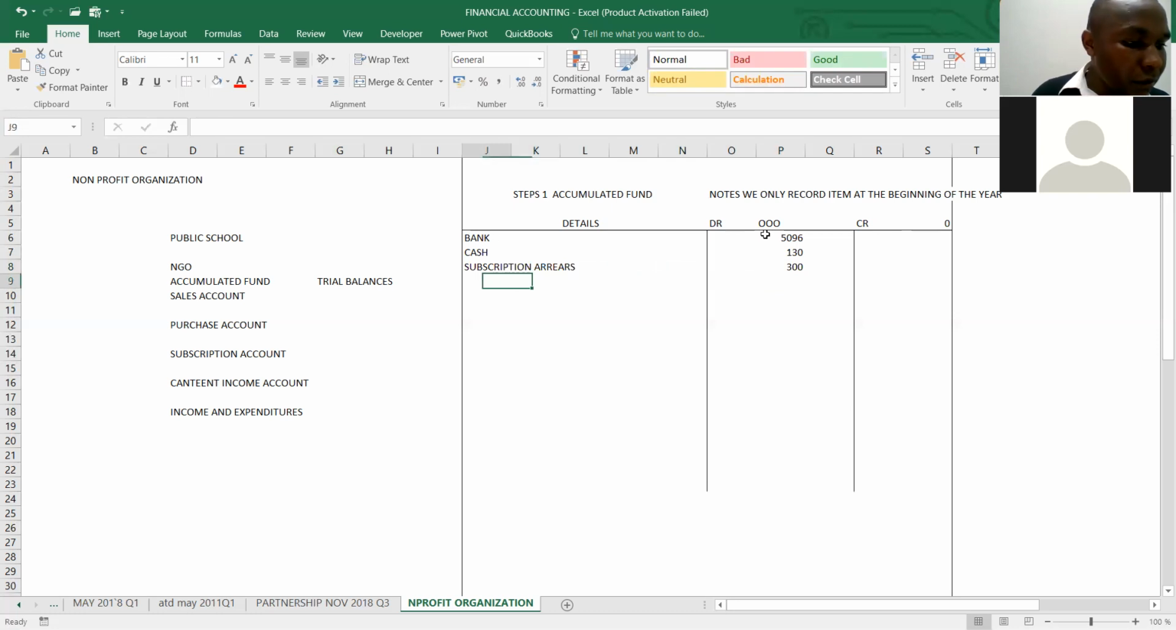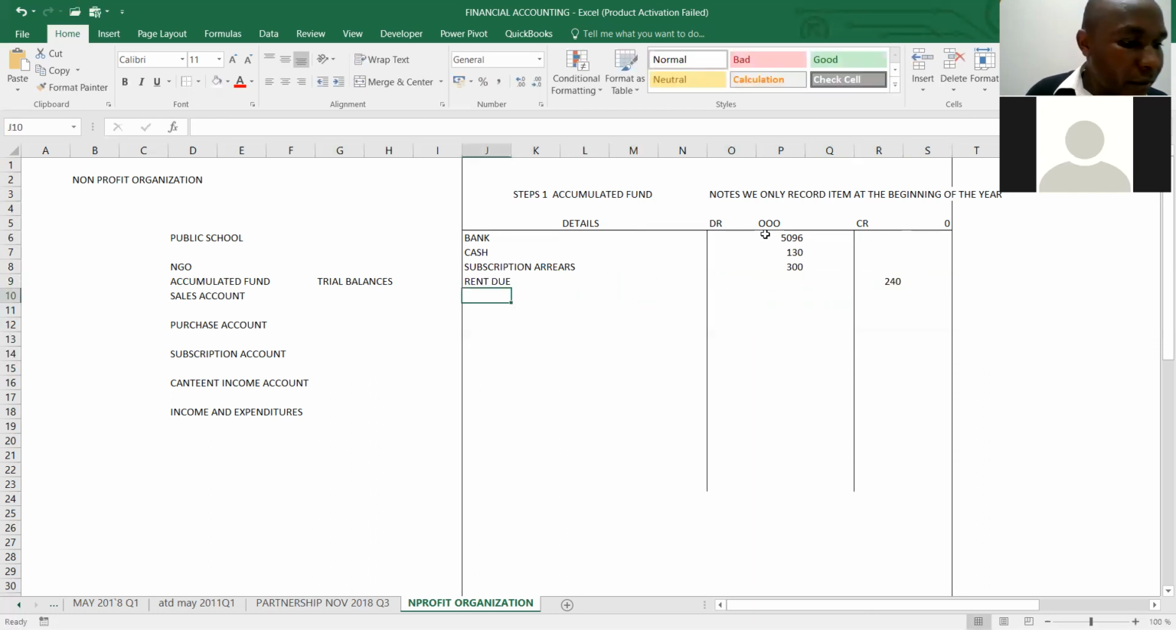And then we go to the next one, rent due. Which side do we put this rent due? Rent due is an outstanding amount, so it is a liability. All liabilities should have a credit balance. So we record 240 on the credit side.